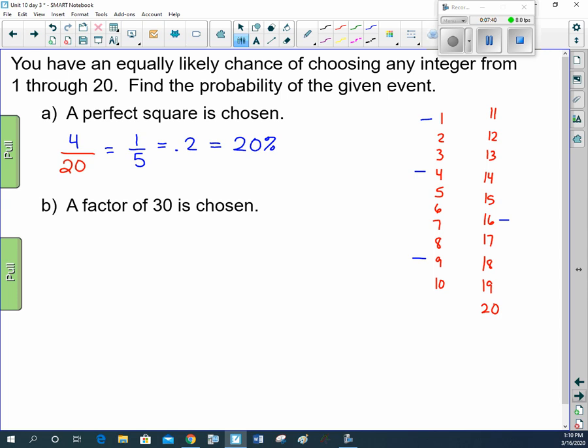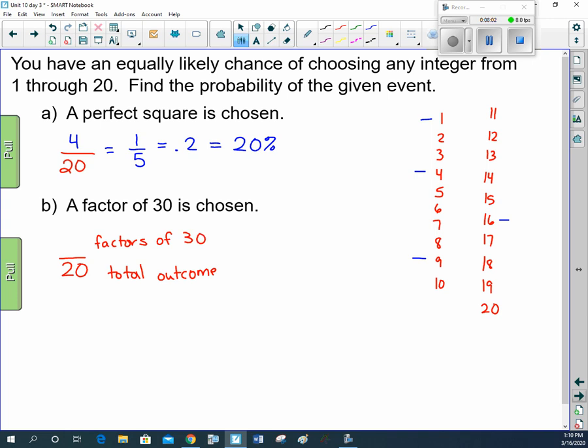A factor of 30 is chosen. Okay, well remember our total outcome is 20. That's what goes on the bottom. This is our total outcome. And remember the top is our factors of 30. That's what we want.